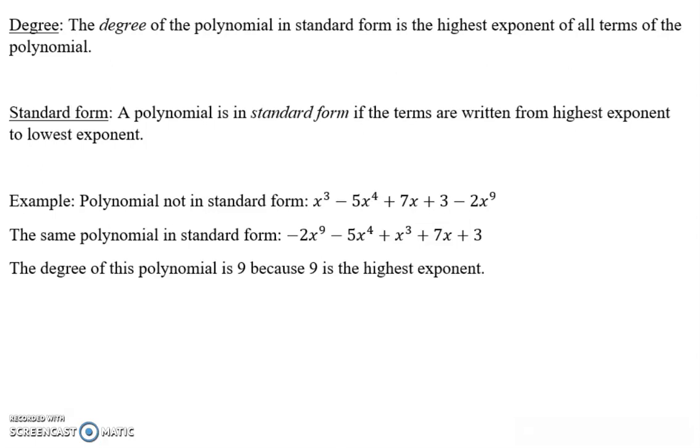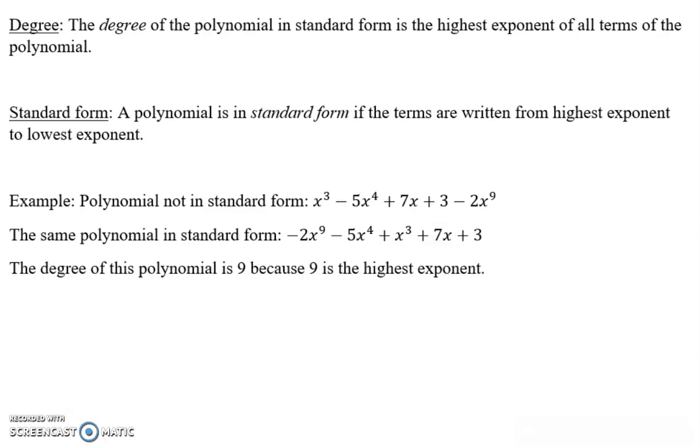So here we go. The degree of a polynomial in standard form is the highest exponent of all terms of the polynomial. Remember that a term is like the pieces of a function added or subtracted together. So the degree is the highest exponent that any of the terms have. A polynomial is in standard form if the terms are written from the highest exponent to the lowest exponent.